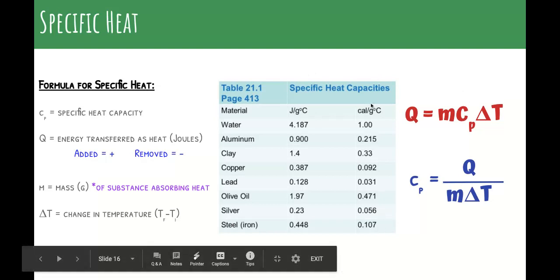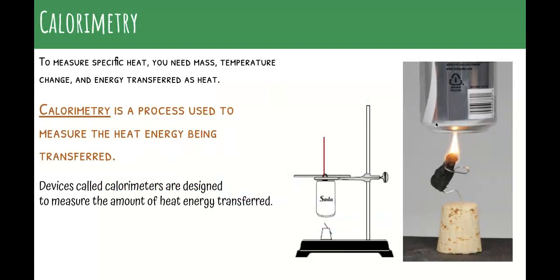the one for calories. This can also be rearranged here to find the specific heat capacity if you know how much energy has been transferred, the mass, and the temperature change. So that it can be used for calorimetry, basically. So calorimetry is going to be to measure specific heat, you would need the mass, temperature change, and energy transferred as heat. So that is calorimetry. It's the process used to measure the heat that's being transferred.